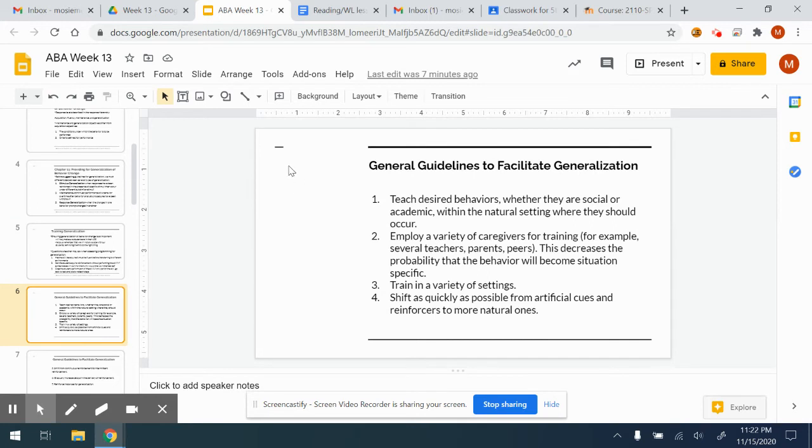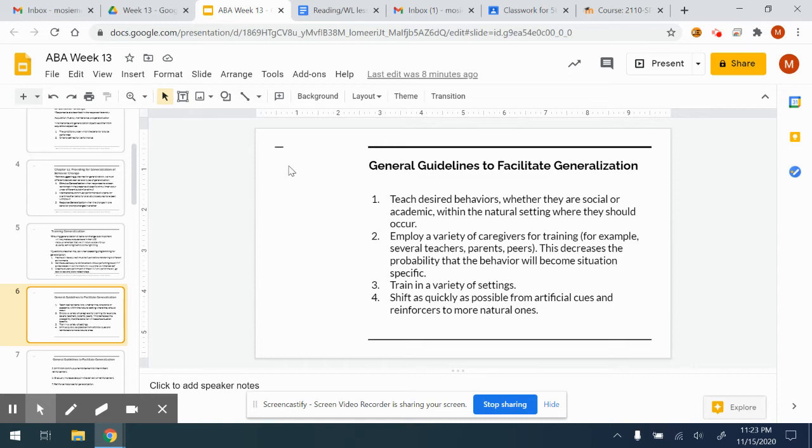Some general guidelines to help facilitate generalization. The author offers 7, and I think they're all equally as important. The first one is teach desired behaviors, whether they're social or academic, within the natural setting where they should occur. Again, if we only train students to perform the expected behavior in a small group setting, in the special education classroom, the chances of them transferring that into generalization and across settings is slim to none.